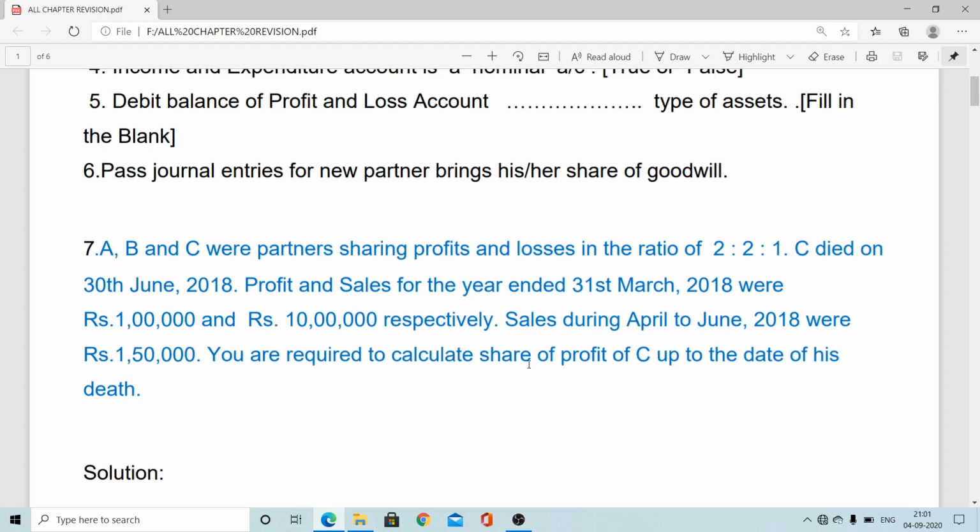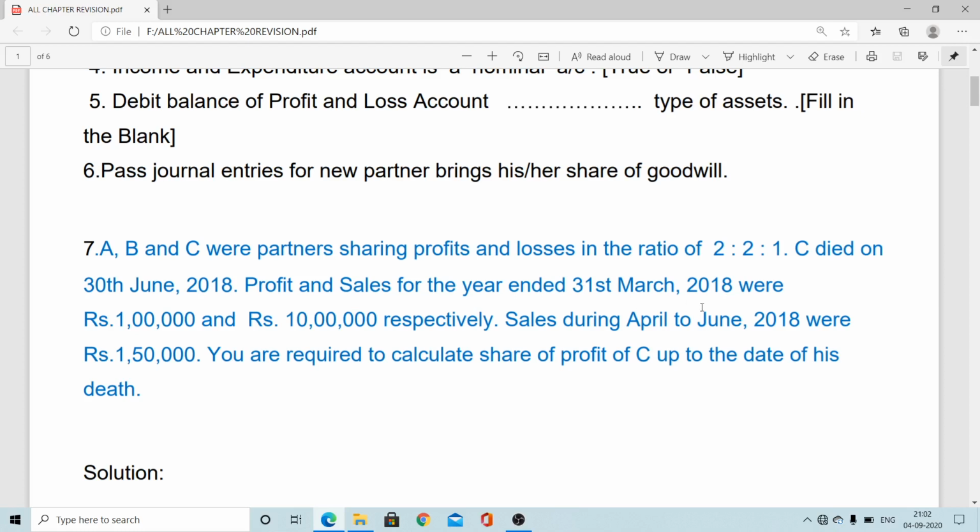So we know the rule here. There are two ways: turnover basis as well as time basis. So here, on the turnover basis, we consider one problem. Let's see this problem. A, B, C are partners sharing profits and losses in the ratio 2:2:1. Now among these 3 partners, C died on 30th June 2018. Profit and sale for the year ended 31st March 2018 are provided; this is the last year's profit and sale.